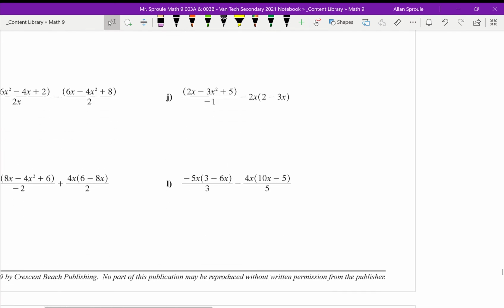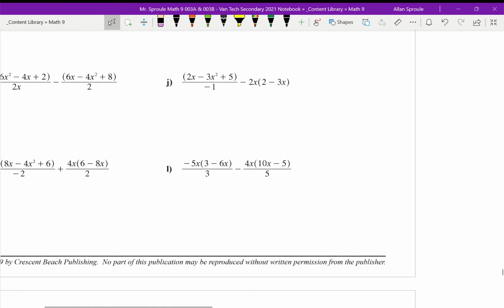I'll give one more example. For question I, what I would recommend doing is solving the numerator first. It's going to make everything way easier, because right now we have 5 over 3 and it's just a mess. So my first step is to simplify both of these, so I'm going to leave them over 3.